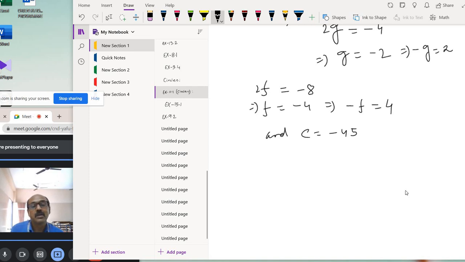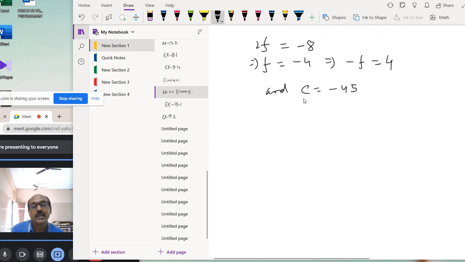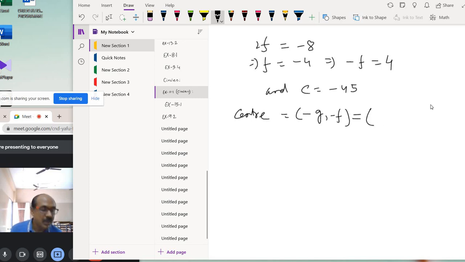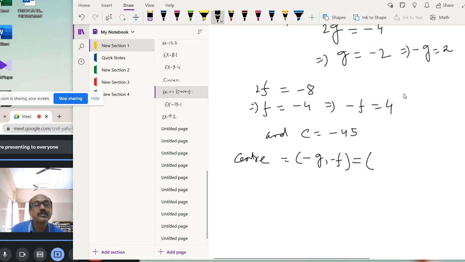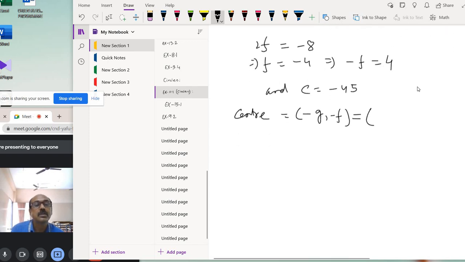So now write the center. Center equal to minus g comma minus f, so it will be 2 comma 4. Minus g is 2 and minus f is 4. The center is 2 comma 4.